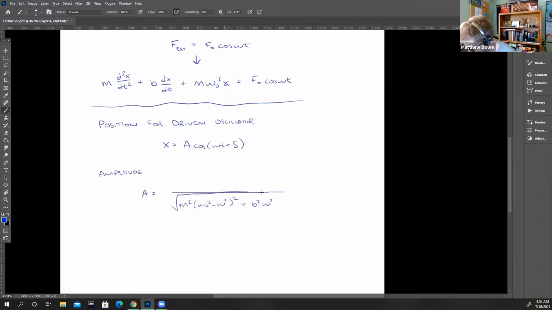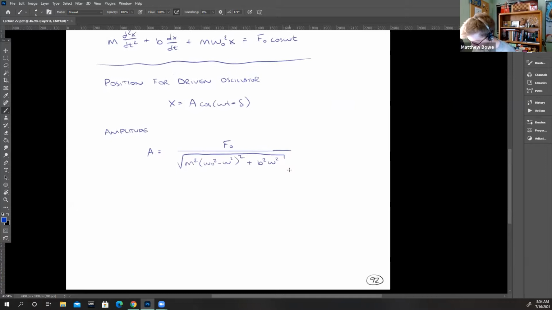Okay, so we have that. F naught on the top, so the original force that you supplied, or the force you're applying over this amount of time. And the phase. We have tangent of this phase difference, or this phase constant. M.